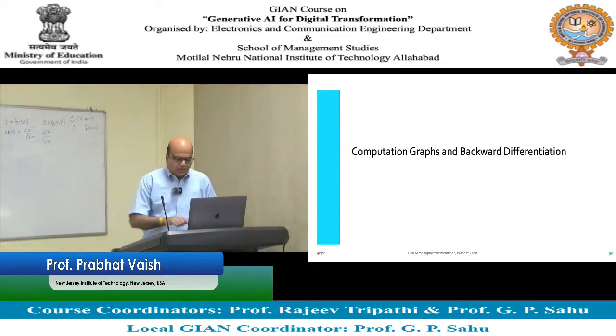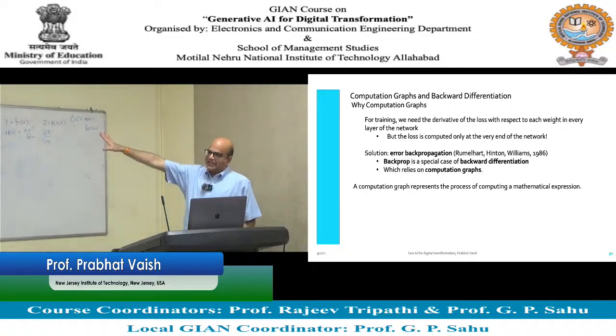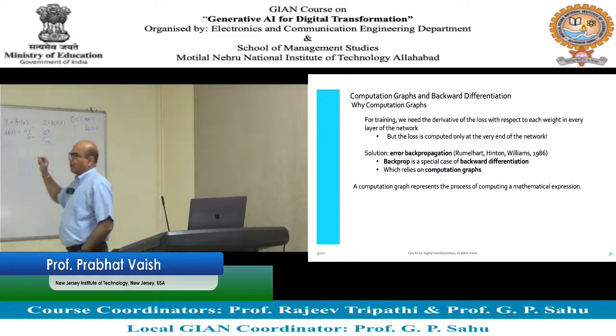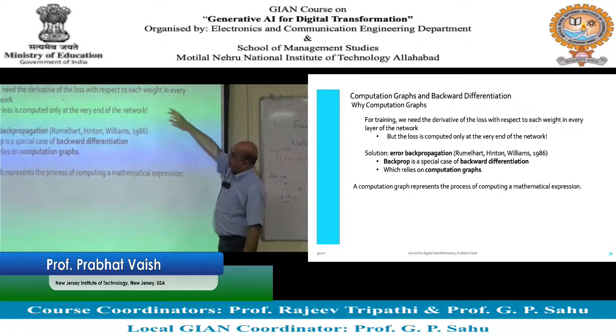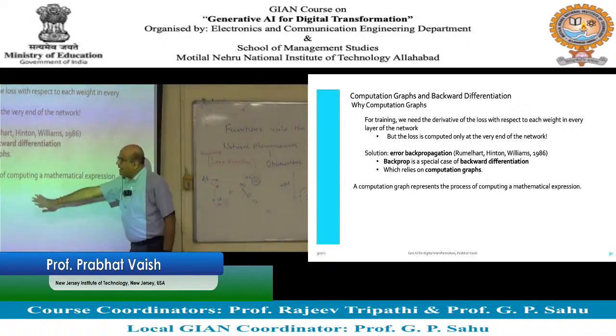Okay, so what are we trying to do here? I've said this so many different times, but let's just repeat it again because that's the basic stuff you need to remember. When we are training, we are taking the derivative of the loss with respect to each weight and then adjusting the weight accordingly. Now, this can be computed only at the very end of the network. Once you've calculated it, then it needs to go back.